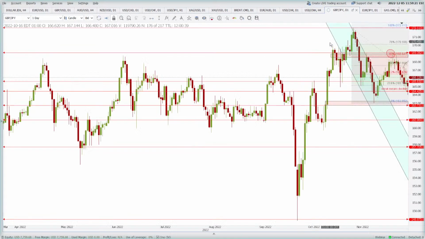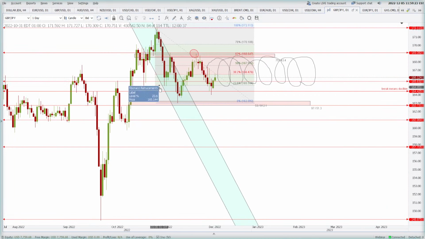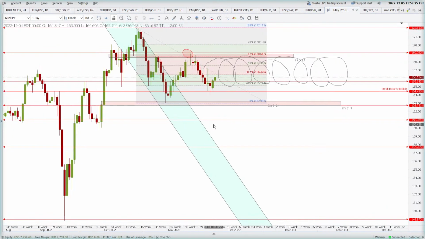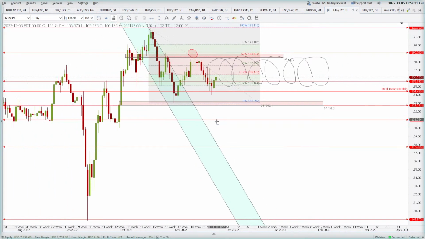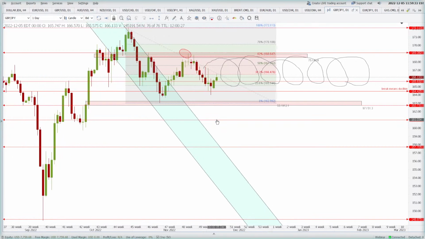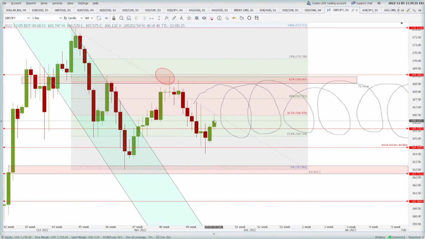GBP JPY. A lot of selling must be here in this one also. Why am I saying that there should be a lot of selling? Because the yen is getting stronger day by day. Pound has already had, I think, its bull run, and now people should start selling this one.